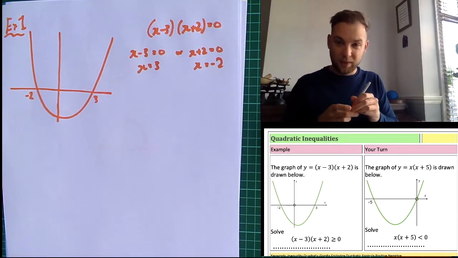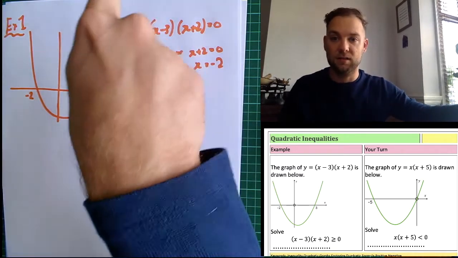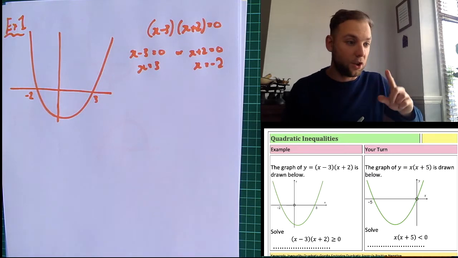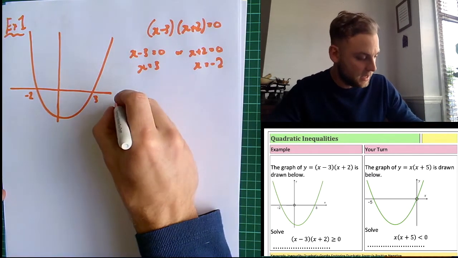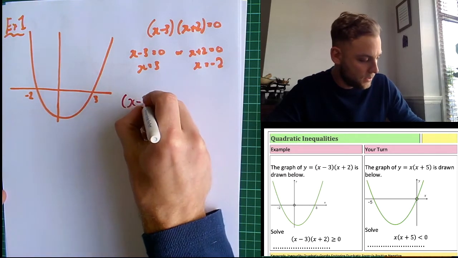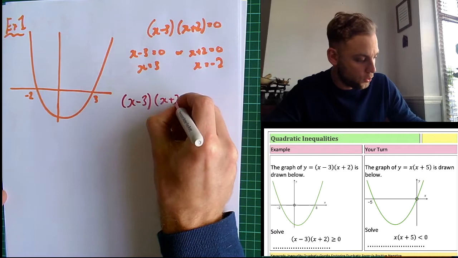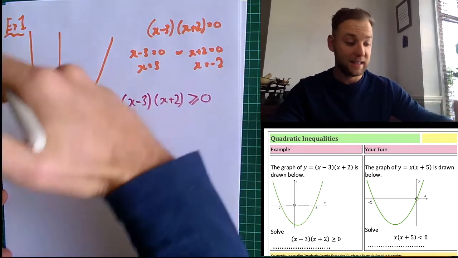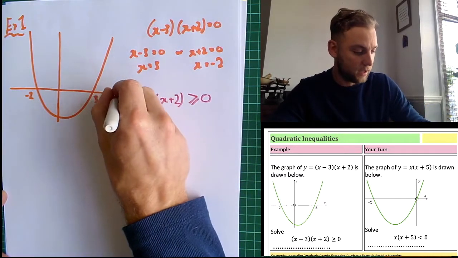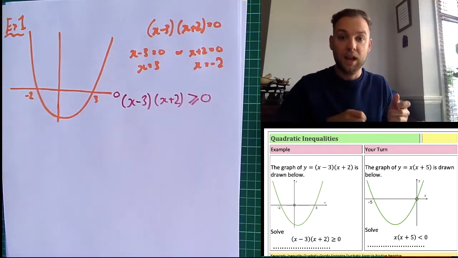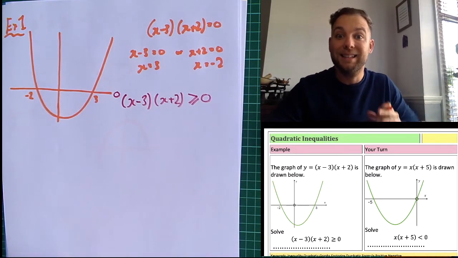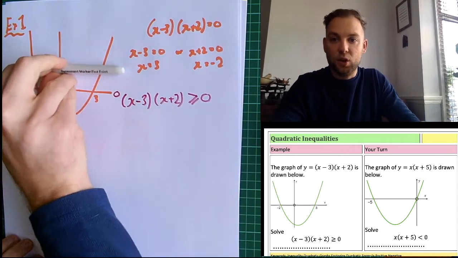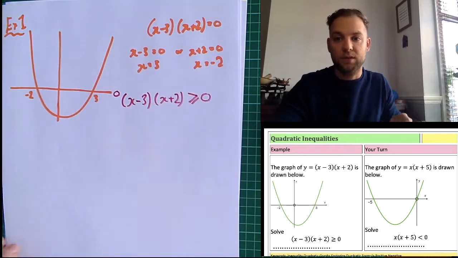Alright, so we already know how to do this, and we already know that this looks like a U shape because it's a positive quadratic. The thing we need to do, and the new part, is this part here. It says solve x minus 3, x plus 2 is greater than or equal to 0. So this line here is where it's equal to 0. And what we're looking for is when this is greater than or equal to 0.